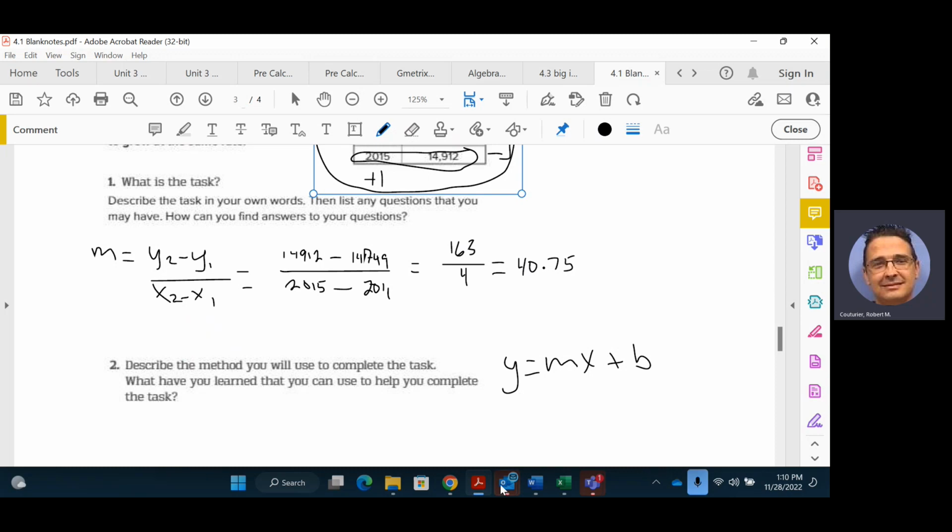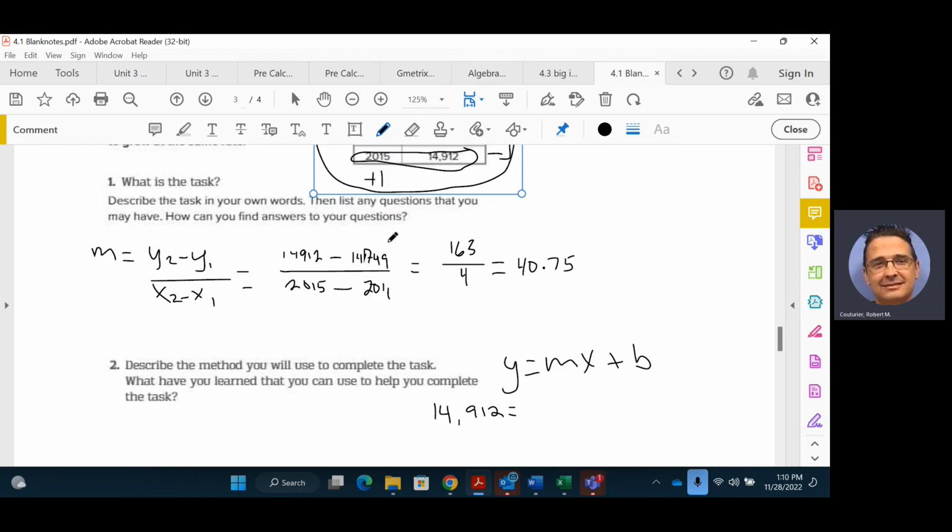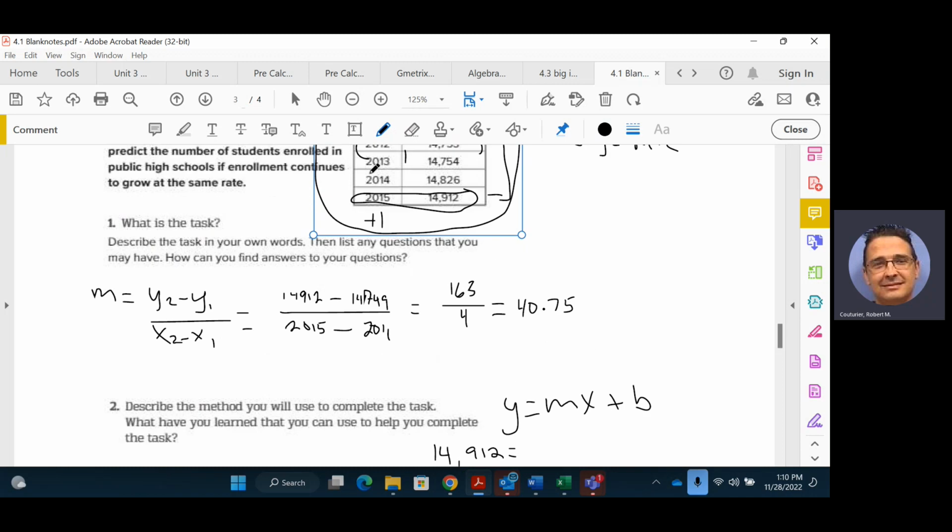I'm going to use this coordinate here. My y would be 14,912. And there's more than one way to approach this problem. So depending on what you're doing, you may have done it differently. You might have given these as year 1, year 2, year 3, year 4, year 5. I'm not. I'm using it exactly as they gave it to me. They gave it to me as an x and a y. I'm using it that way.